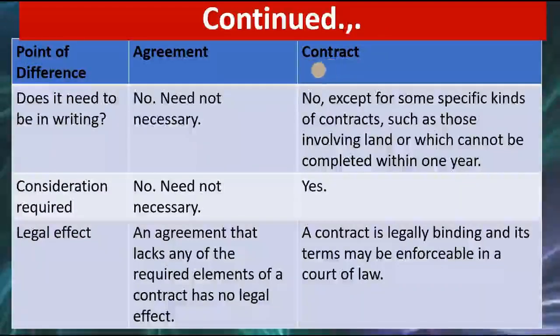There are exceptions we have, except for some specific kinds of contracts such as those involving land or which cannot be completed within 1 year. For example, a partnership may be oral or may be in written form. But if we consider the Companies Act, it should be in a written form. A memorandum of association should be in written form. Articles of association should be in written form. So there is an option either in an oral form or in a written form. But in case of agreements, not necessarily in the form of writing.